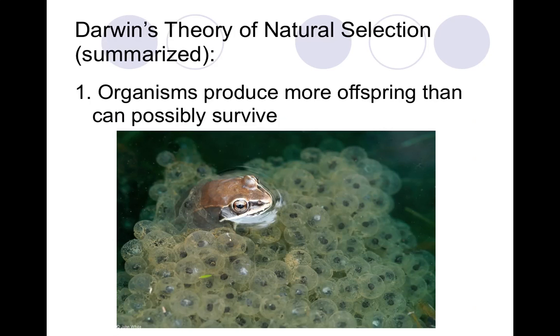There are 4 major components of Darwin's theory of natural selection. Number 1, organisms produce more offspring than can possibly survive. And they do that so that some will survive.